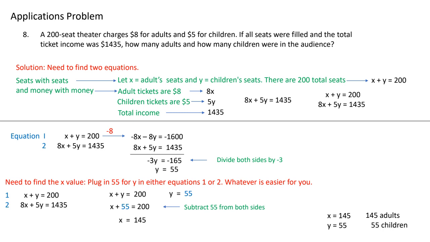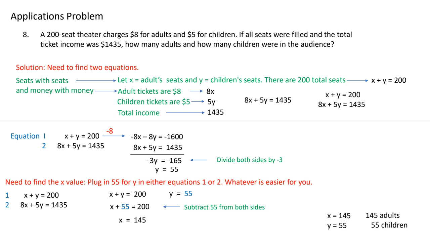So 8 times X, the unknown number of adult tickets sold, plus $5, the children tickets, times Y, where I'm saying that Y is the children's tickets. This should equal our total revenue. And our revenue was $1,435. So 8X plus 5Y should equal 1,435. Voila, now I have my two equations.